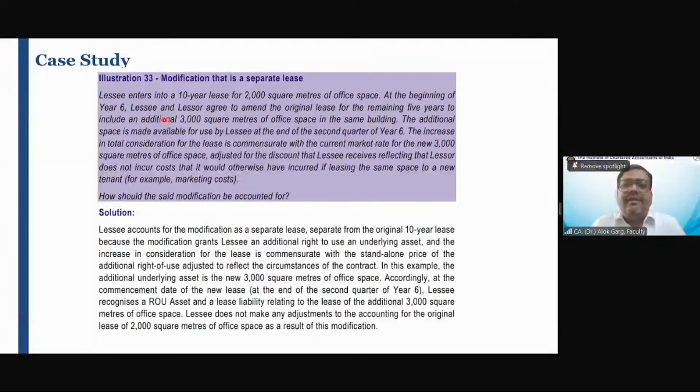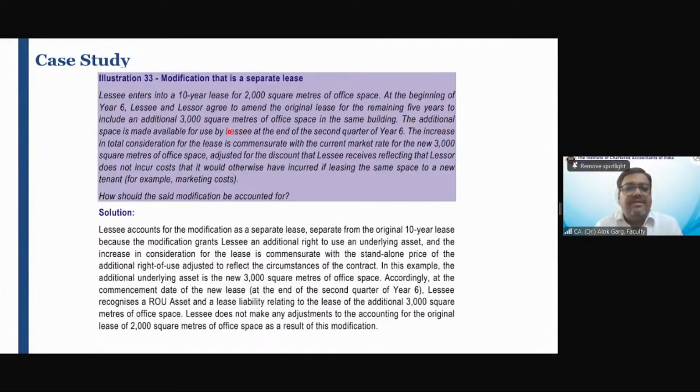At the beginning of year 6, lessee and lessor agree to amend the original lease for the remaining 5 years to include an additional 3,000 square meter of office space in the same building. So there is an increase in the scope. Earlier it was 2,000 square meter. Now there is an additional 3,000 square meter.